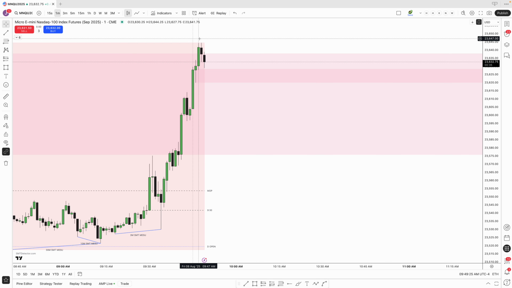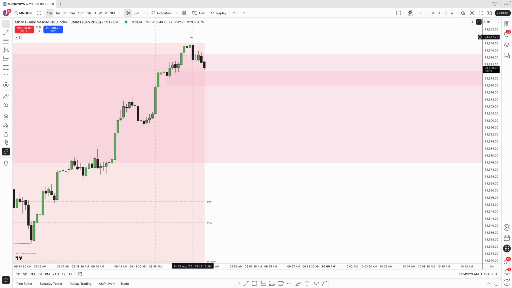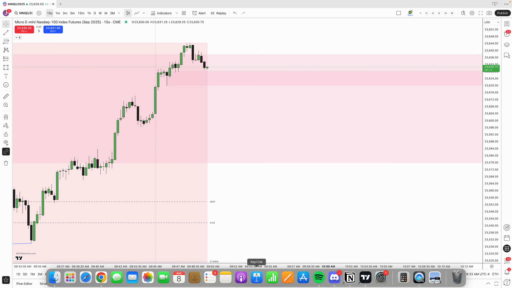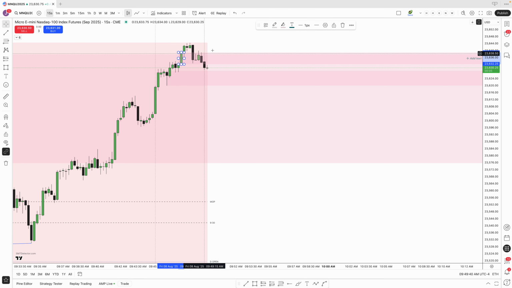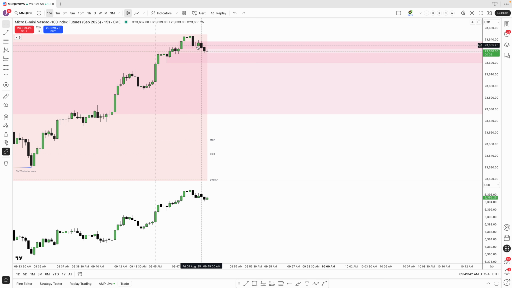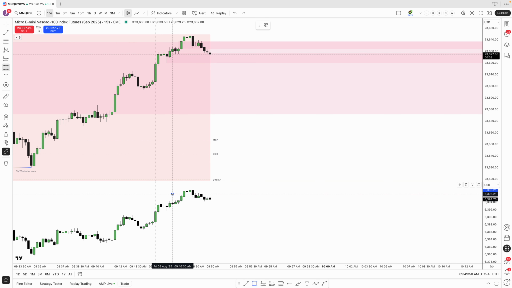I'd like to get an SMT at the SMR here. But we do have it with YM. Remember that, it's still valid with YM. And we have an inversion fair value gap, so that's the first sign of a CSD. If we look at ES, that would be the first sign of a CSD.